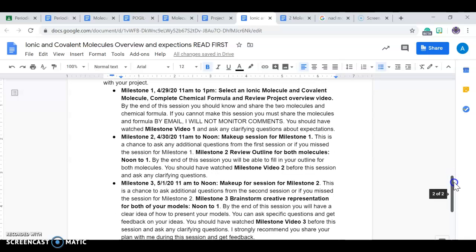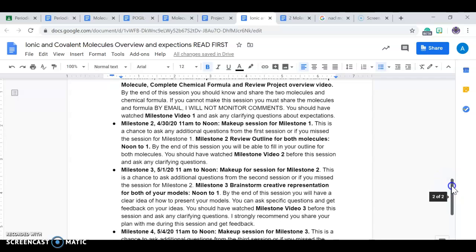Milestone 2, I've split it. The first hour is review of milestone 1, and then the next hour is reviewing the outline. So you're filling in the outline. That's probably the biggest volume of reading from the document. When we go over it, I'll show you what it is. But what it's actually asking you to do is not that much.